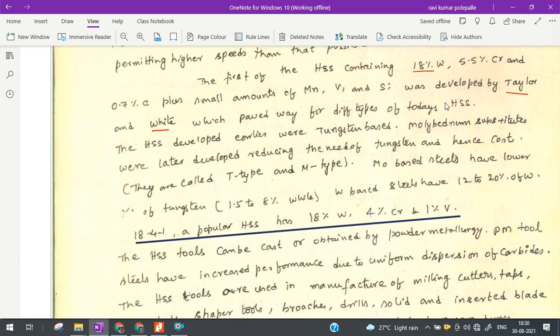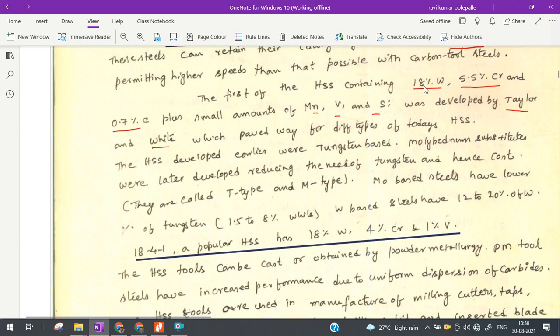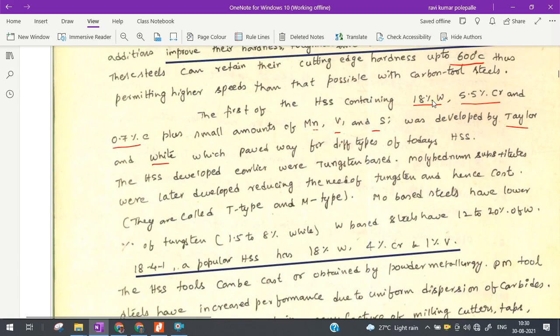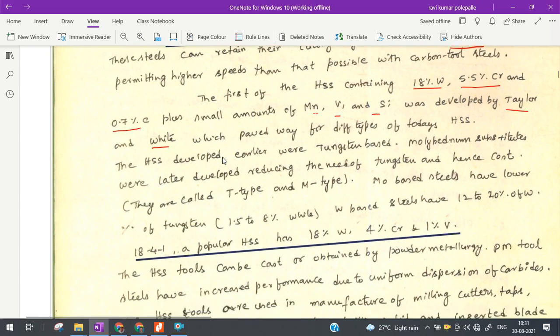So the first type of tools contain 18% tungsten, 5.5% chromium, and 0.7% carbon, and very small percentages of vanadium, manganese. Right. So we can find that this type of steels, they contain large amounts of tungsten, chromium, and vanadium, sometimes molybdenum. See, this classification of HSS tools is based on whether they are tungsten based or molybdenum based, right?